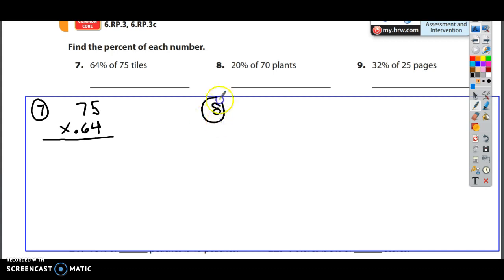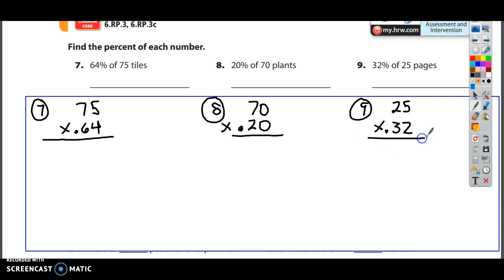So based on that line of thinking, you could do number 8 the same way. You could do 70 times 0.20. And I probably will solve it that way, but then I'm going to show you maybe a simpler way to do 8. I can pretty much do 8 mentally. I could do 9 mentally. For number 9, you could do 25 times 0.32. So this method works for numbers 1 through 6, and if you don't want to know any other methods, that's fine. But I'm going to show you some mental math ways.